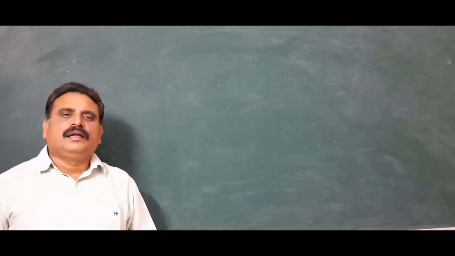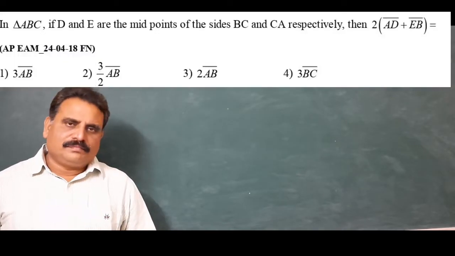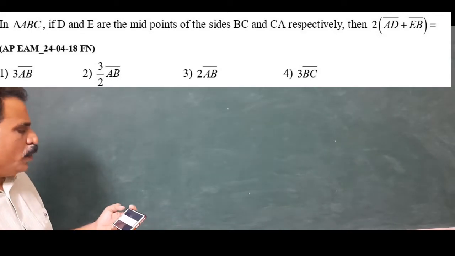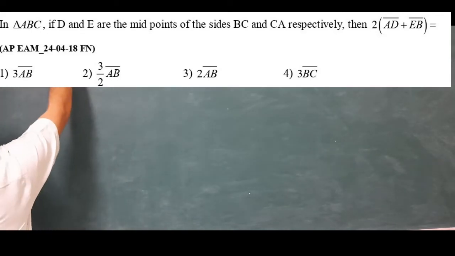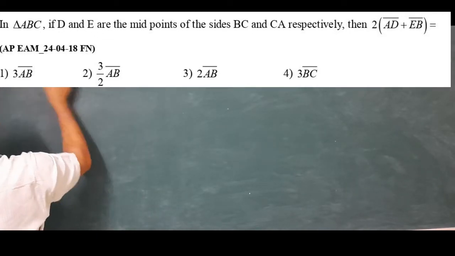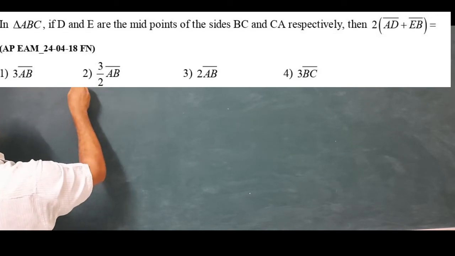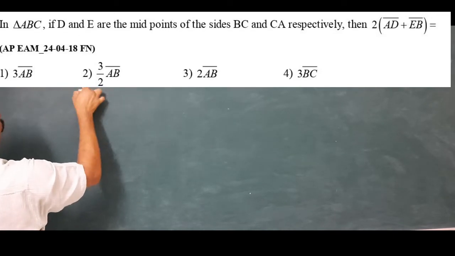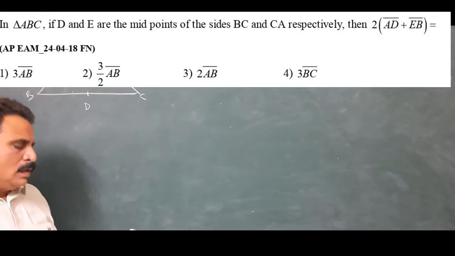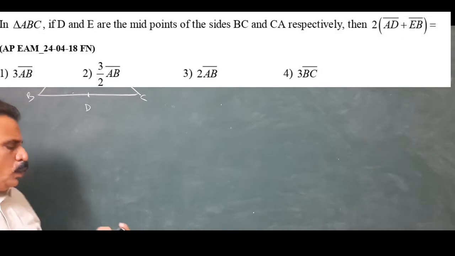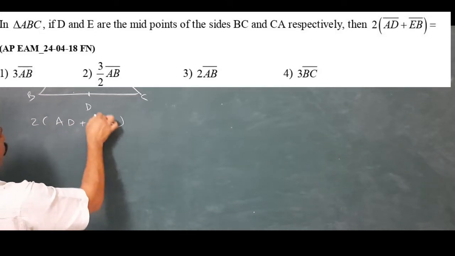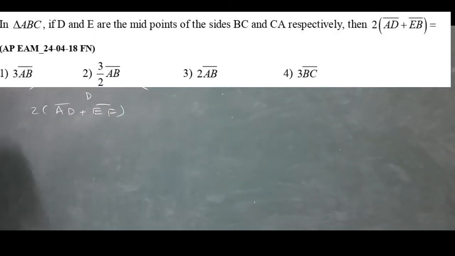Okay. In triangle ABC, it is a vectors question. D and E are the midpoints of BC and CA respectively. Then 2 AD bar plus EF bar, very simple.